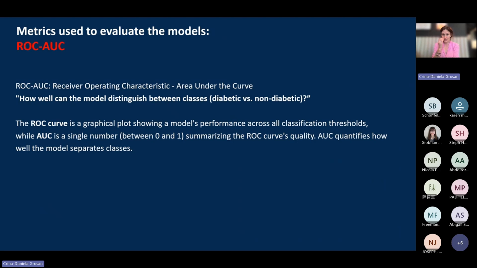And another metric that is used for classification is this ROC AUC, or receiver operating characteristic and area under the curve. This is basically kind of the same thing. The ROC is a graphical plot, and the AUC is a number that kind of says what that area represents.